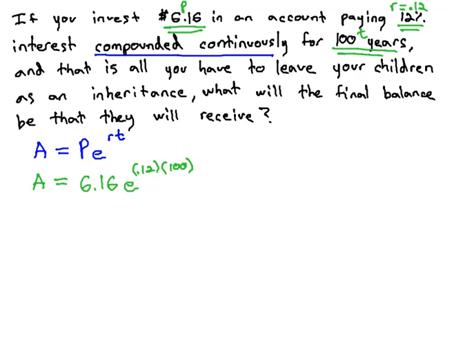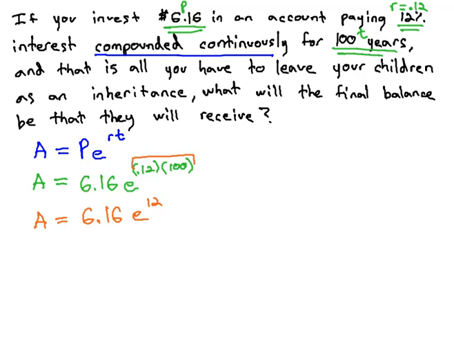And depending on the type of calculator you have, you may be able to enter this all in at once, or as I like to do, do the exponent first to avoid getting into trouble. 6.16 e to the 12th power, since 0.12 times 100 is 12.